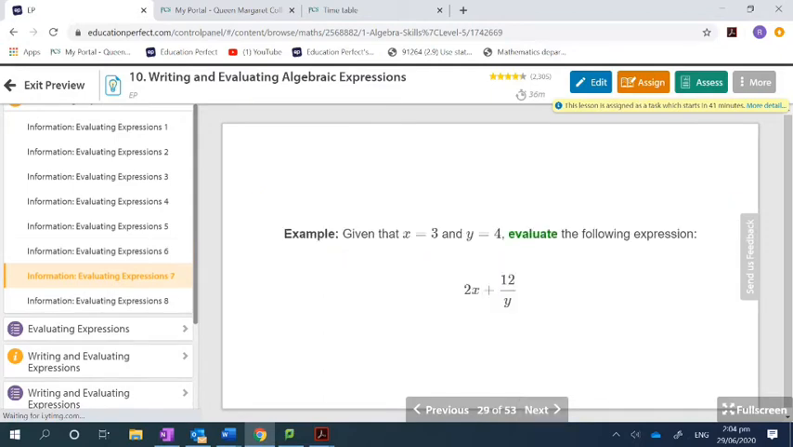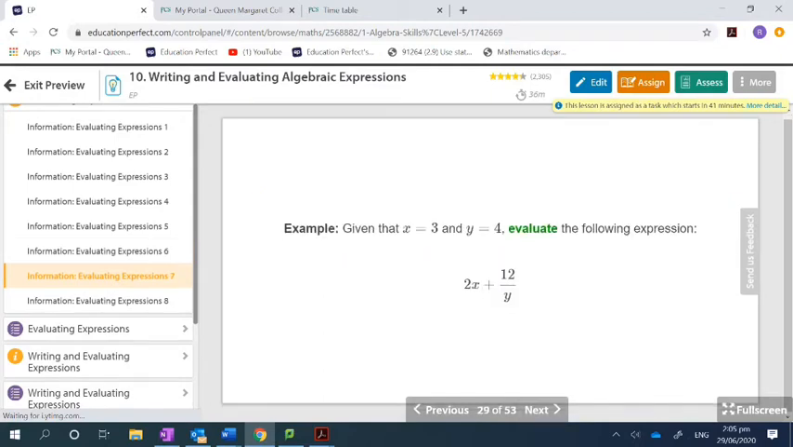So here we go. Here's one for us to work. Given that x equals 3 and y equals 4, evaluate the following expression. Now we're going to do this one together. So that tells me that the first thing I need to do is figure out what number x is equal to in this case. 3. So everywhere there's an x, which in this case there's only one x, I'm going to replace it with what number? 3. But I can't replace it without putting it in a what?